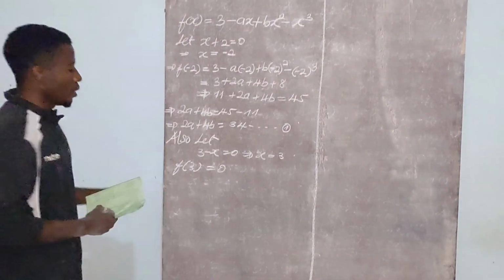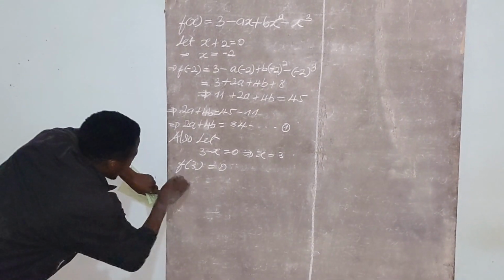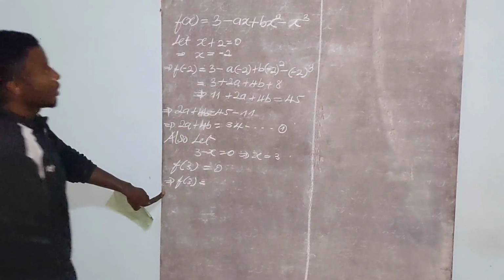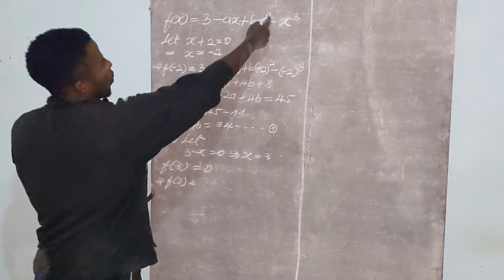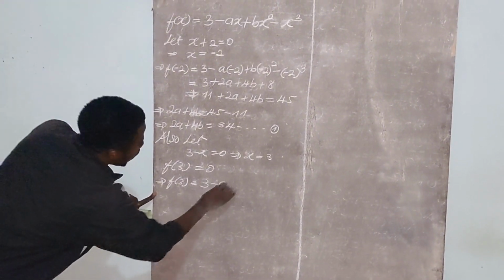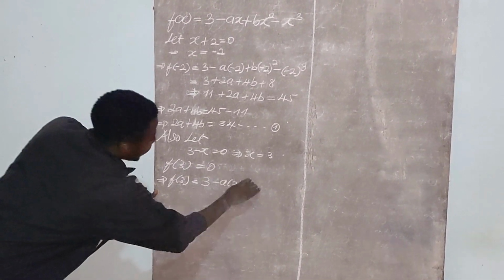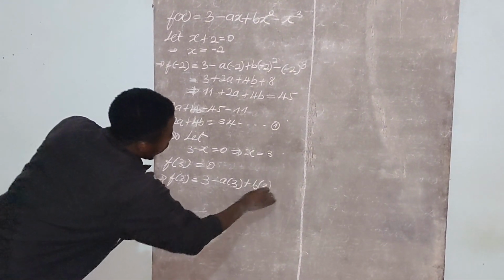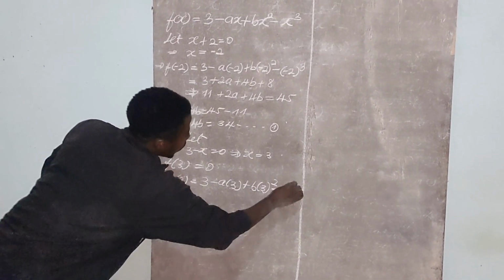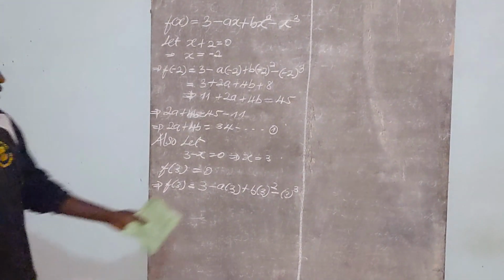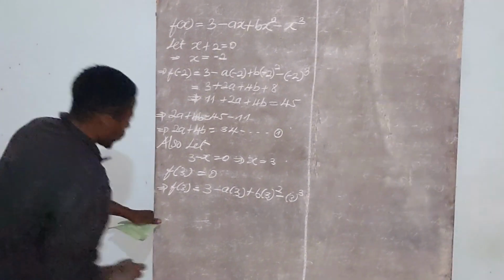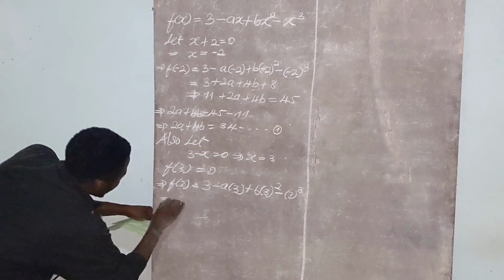In the polynomial, this therefore means that f of 3 will be equal to, substituting in the same equation, 3 minus ax plus bx squared minus x cubed. So what I'm going to have here is 3 minus a into 3 plus b into 3 all squared minus 3 all cubed. So that's it. Everything here will be equated to 0. Why? Because it is a factor of that polynomial.